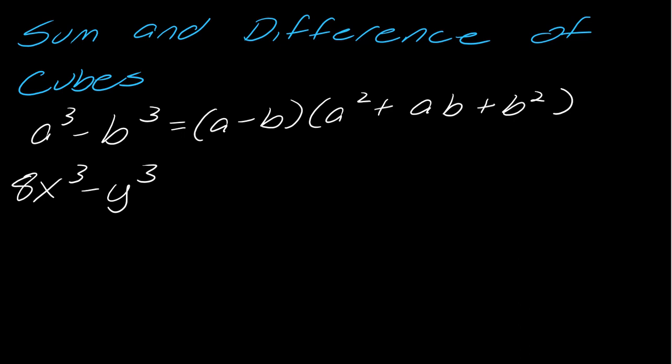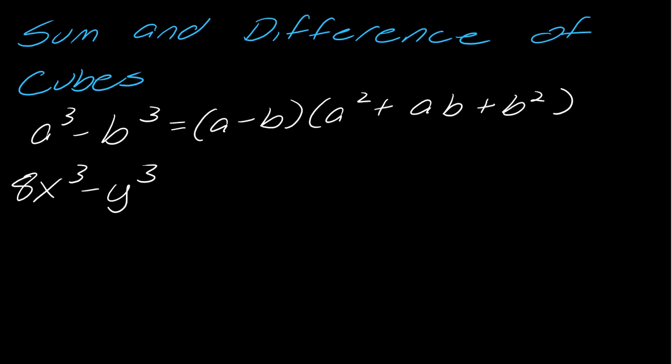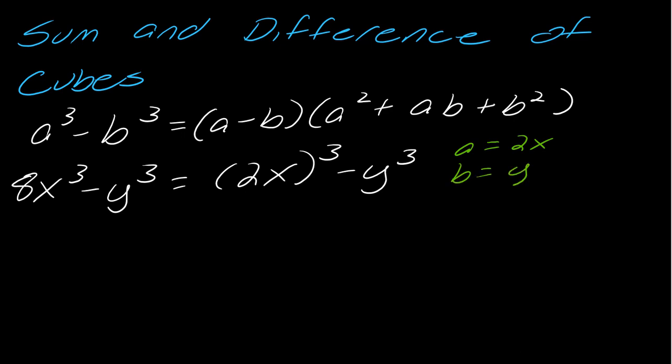So going back to my list of cubes here, I know that 8 can be rewritten as 2 cubed, but this one's a little trickier because this is 8x cubed. So I have to write this whole thing in its cubed form, okay? So this is actually going to be 2x, all of that cubed. Does that make sense? Because you'd have to cube both the 2 and the x, so you put parentheses around it. So I've got that minus y cubed. Then I can see what goes in the A position is this 2x, and what goes in the B position is this y.